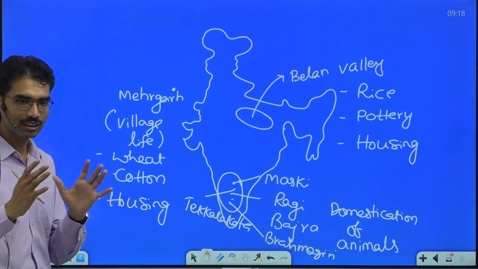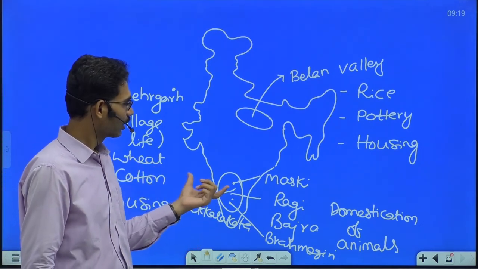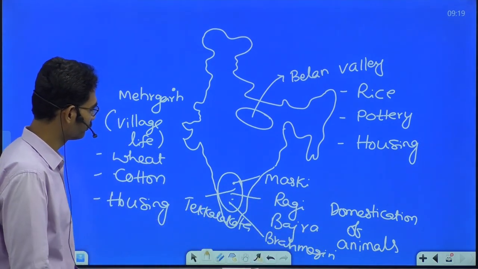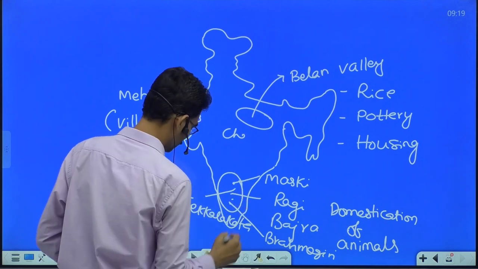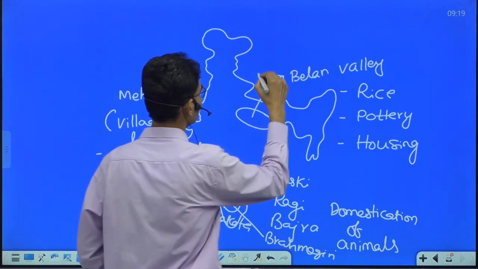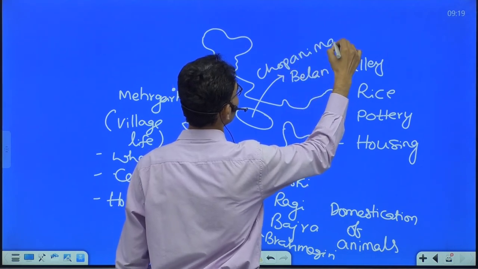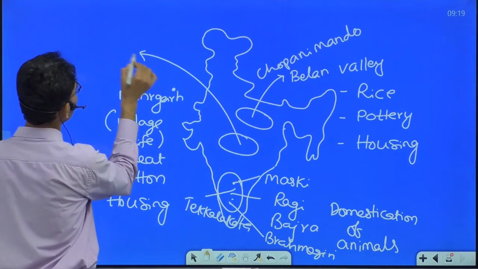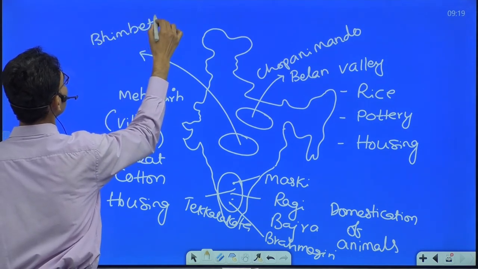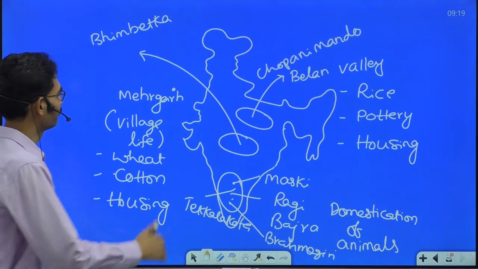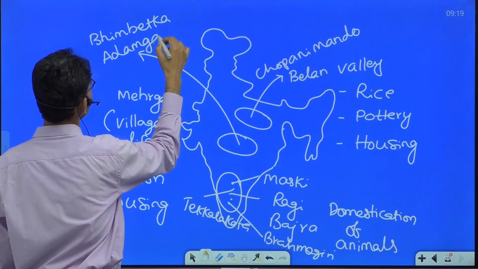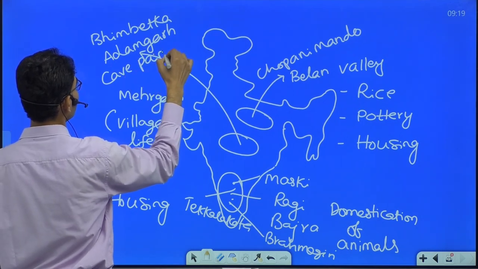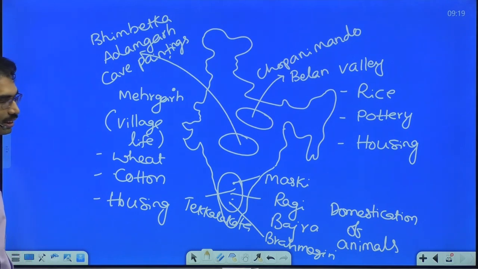I am just giving you how, from the UPSC point of view in answer writing, knowing the facts is one aspect of reading history, but how to use those facts in the answer is the second skill. When it comes to here, Chopani Mando, you can give one example. And here, Bhimbetka. Another place, Adamgarh. So these are cave paintings. The tradition continued from that time.